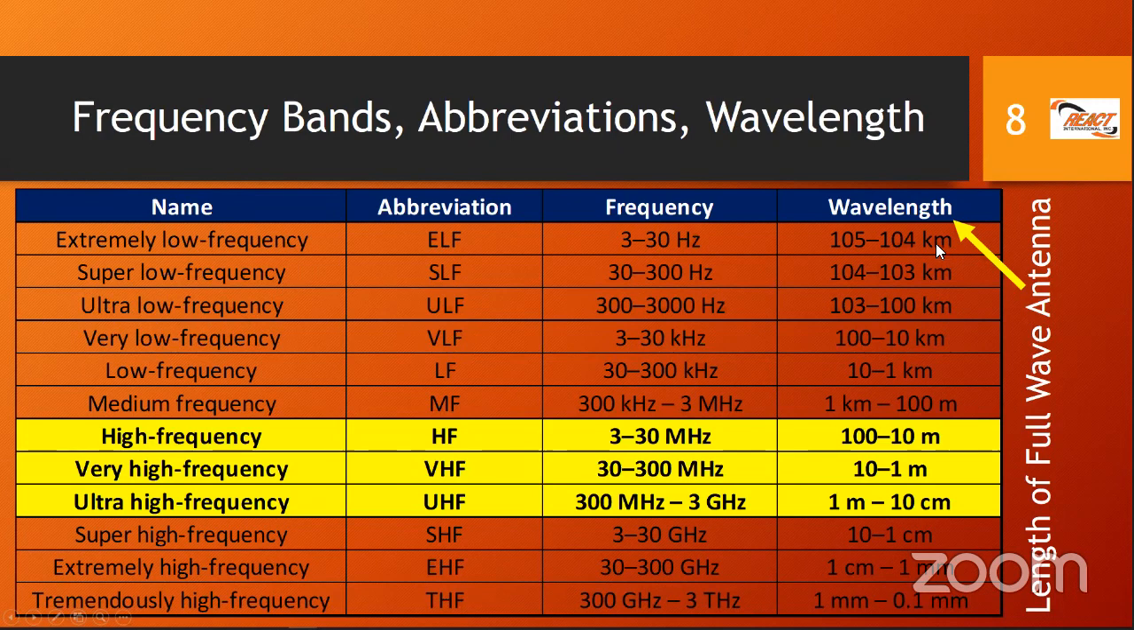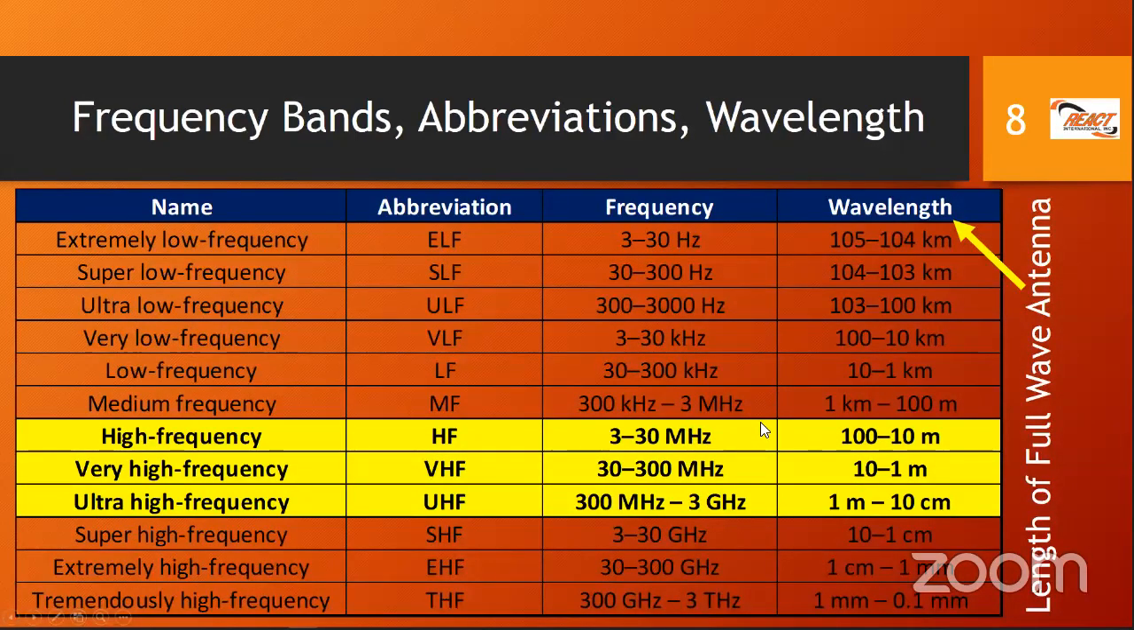What I also put up here is, for each of these bands, the wavelength. Remember, HF we said was between 3 and 30 megahertz. VHF was between 30 and 300 megahertz. UHF was between 300 megahertz and 3000 megahertz, or 3 gigahertz. Notice the wavelength for HF is between 100 meters and 10 meters, right?